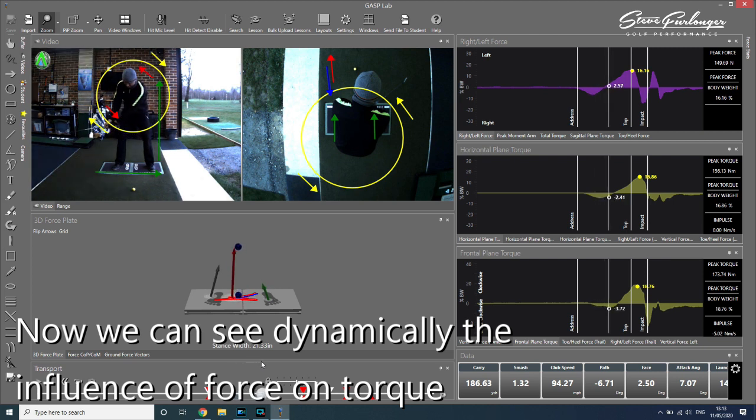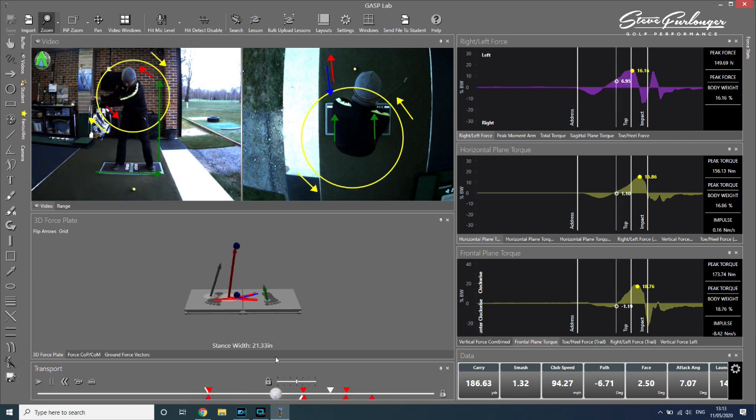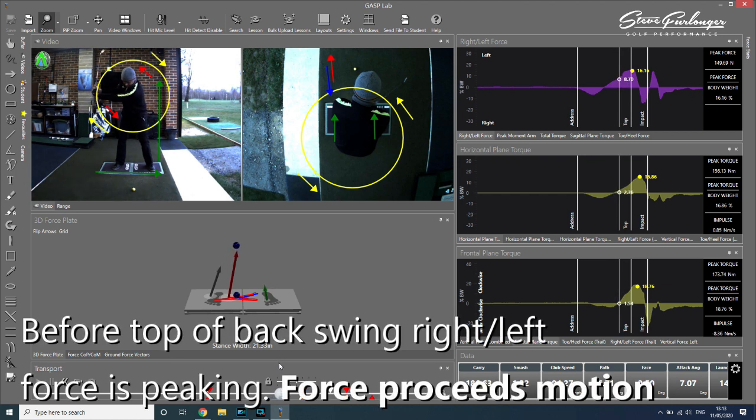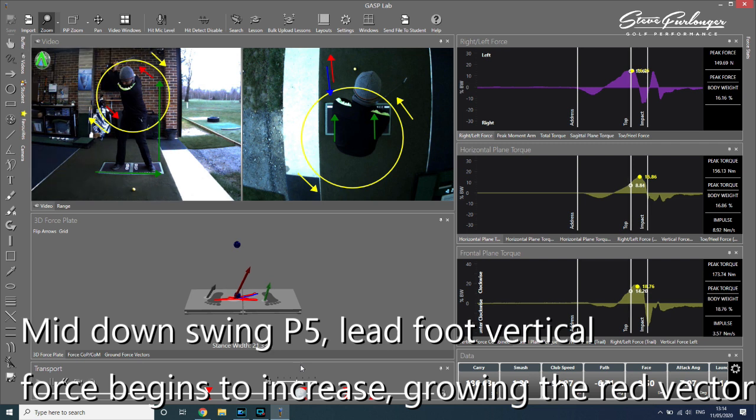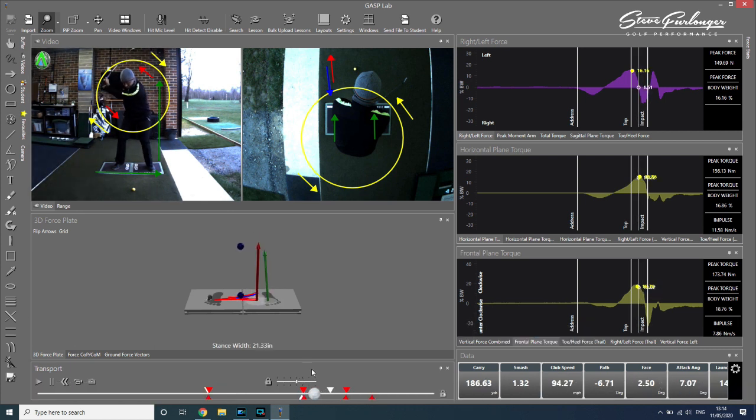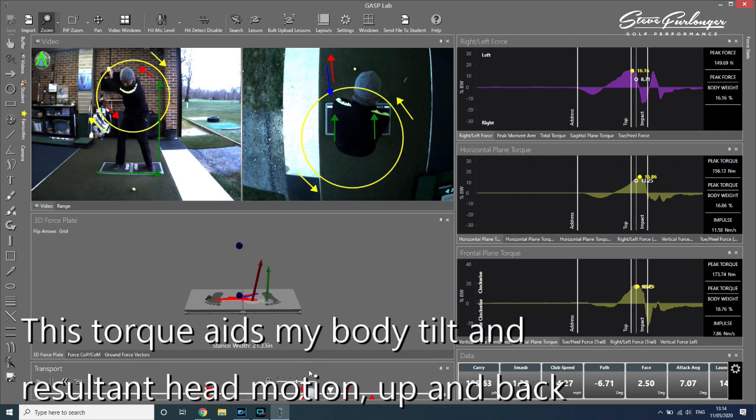So then as we get halfway back, we can start to see the change of direction now, the forces that are influencing the frontal plane torque. So right-left force is going to start to drop the red arrow and start to lower it towards the ground, increasing the moment arm. And then as we grow the left vertical force, the lead vertical force, the magnitude of that red arrow or vector is going to start to grow as it then really starts to ramp up that clockwise direction in the windmill torque as I accelerate my arms down and towards the golf ball.